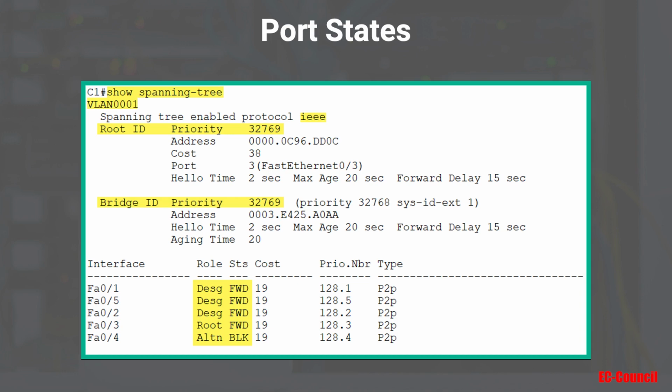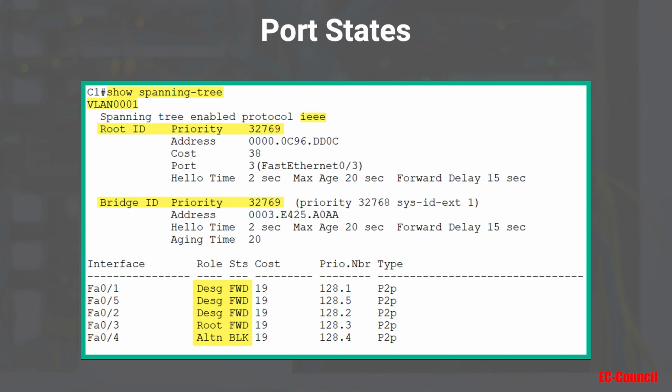We can see the root ID, as in the root bridge priority value, the root bridge's MAC address, the cost to reach the root bridge, the port, even the hello timer. The hello timer simply validates the default BPDU timers on switches, which is 2 seconds. On this local switch, which is C1, we have C1's bridge ID information.